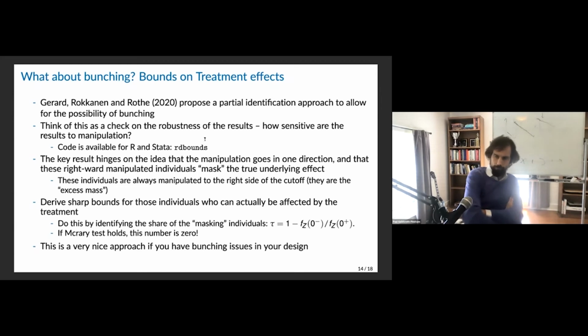And so they have code as well. I will say the community of econometricians who work on RD are surprisingly good about providing code. So they have this code for R and Stata called RD bounds. It's not very good code, but it's code. I tried it out. It does work.